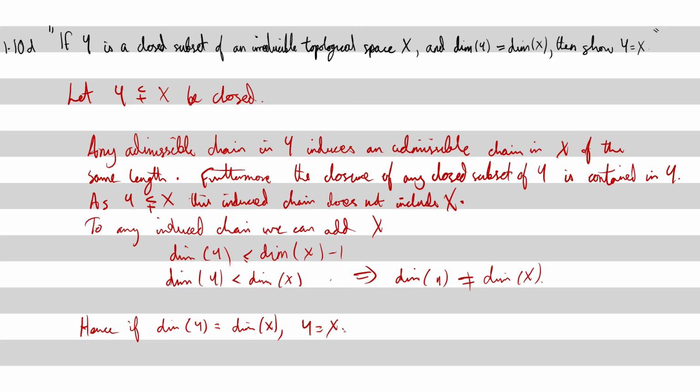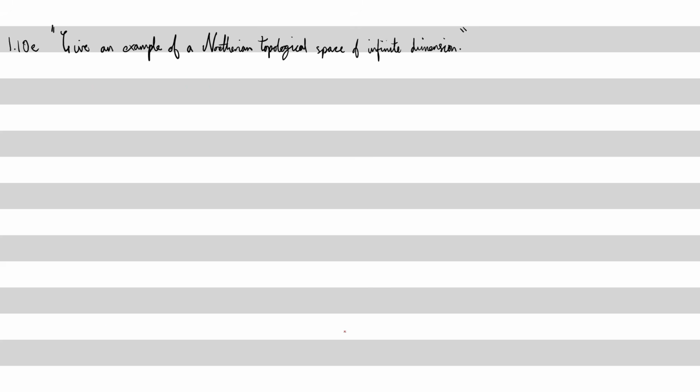And now, finally, we are on to the last part, which asks us to give an example of a Noetherian topological space of infinite dimension.